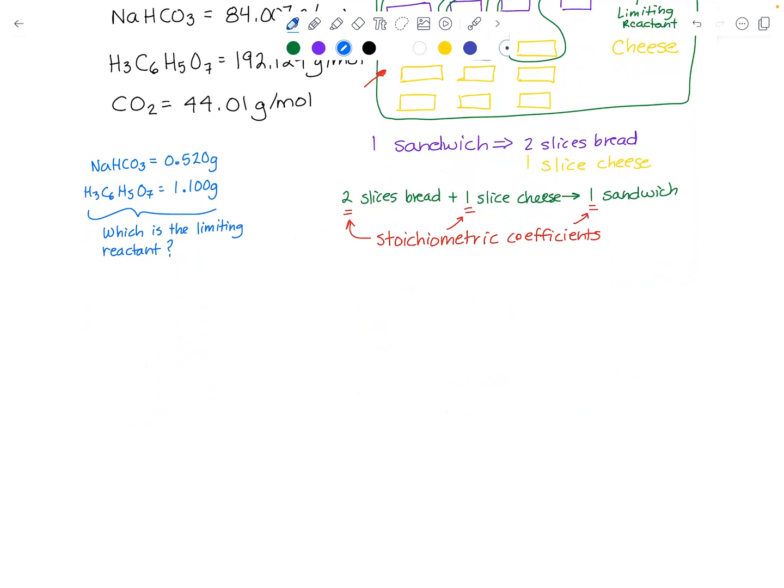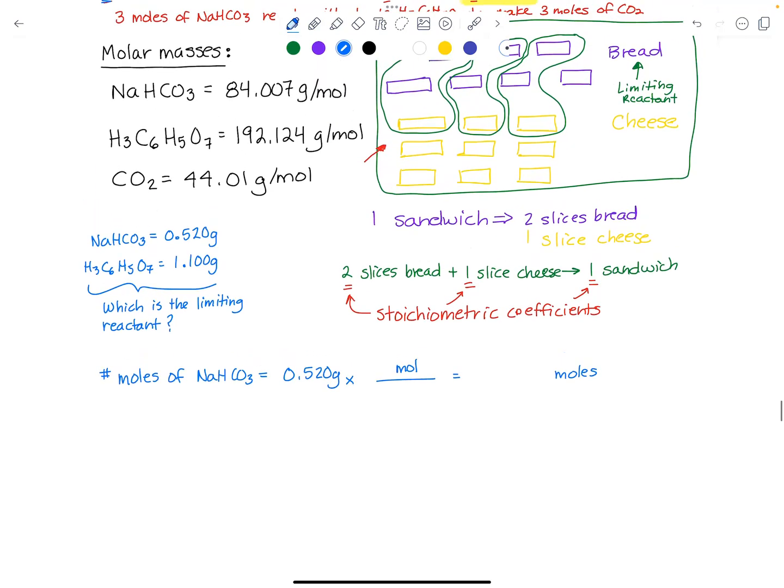So let's figure out first how many moles we have. So number of moles of my sodium bicarbonate is going to be equal to my mass. And I'm just doing a unit conversion from grams to moles, right? And I want it to equal moles. So the moles is going to be on the top, and my molar mass, 84.007 grams per mole, is going to be on the bottom, right? And so when we take 0.52 and divide it by 84.007, that means we've got 0.006 moles of sodium bicarbonate. Okay.